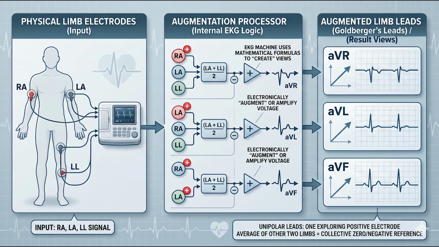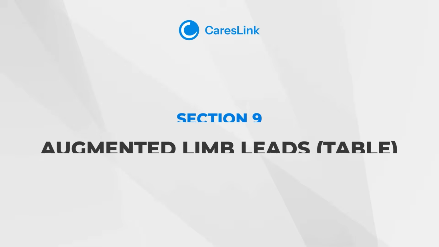The augmented limb leads, also known as Goldberger's leads, are unique because they are not physical leads in the same way the bipolar leads are. Instead, the EKG machine uses mathematical formulas based on the existing limb electrodes to create these views. These are unipolar leads. They record and then electronically augment or amplify the voltage at one specific limb location. This is done by using the average of the other two limb leads as a collective zero or negative reference point.